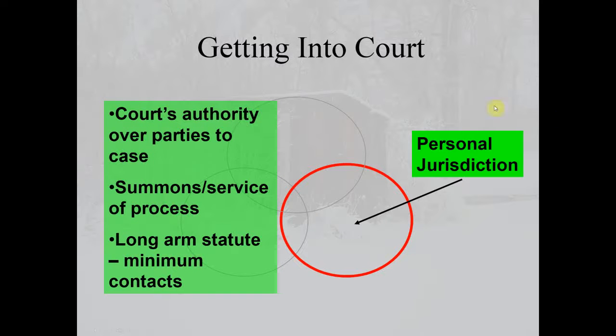So the court's authority over parties, again, summons, service, long-arm statutes. If the crime occurred in Havre, in the Havre city limits, and it was running a stop sign, whether you're from Havre or from Timbuktu, the court has personal jurisdiction over you because of where it took place. Technically, long-arm statutes say that they can reach out. They could actually go and get you and then bring you back and make you stand trial, or subpoena you, summon, service, those types of things.